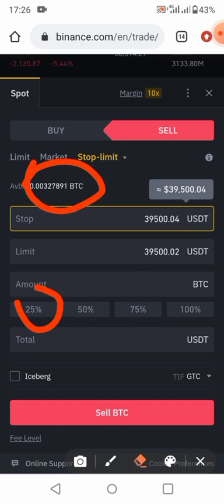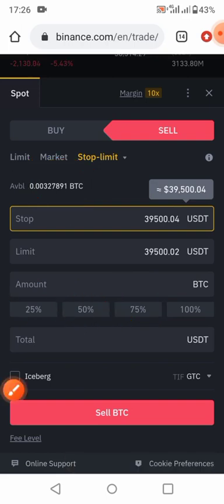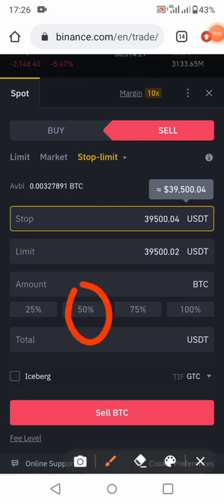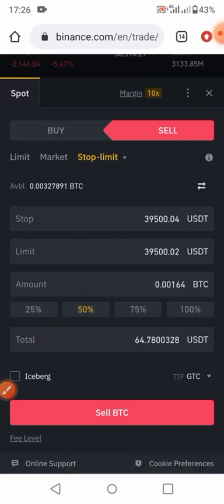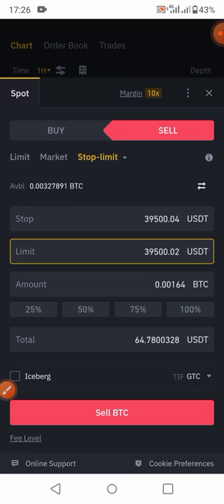Okay, so what I am going to do is I will use 50%. I use 50% or I use 25%. All right, but I am going to use 50% for this. So you select 50%. Now it has shown the value in USDT.